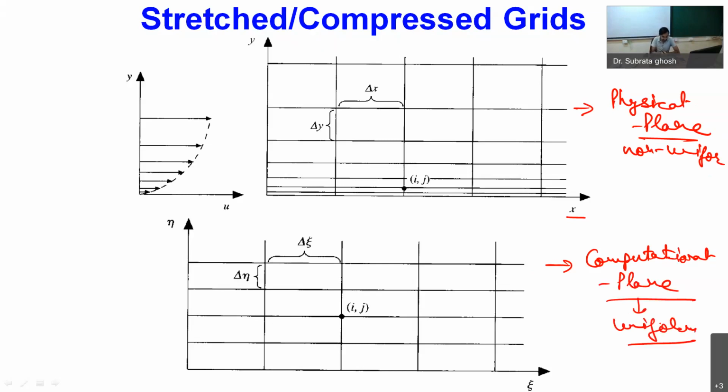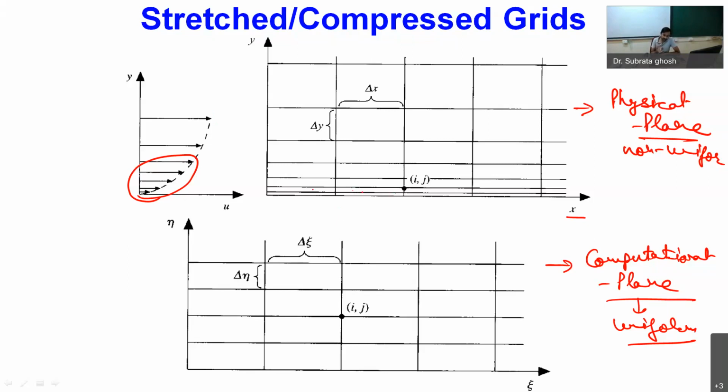Okay, so this type of requirement in our physical plane arises where we have wall bounded flows. In case of wall bounded flows, we find that the velocity profile is something like this. Near the wall, we have a large gradient of the velocity. So in order to capture the large gradients of the velocity, we have to go for a very fine mesh. So that is what is being done over here.